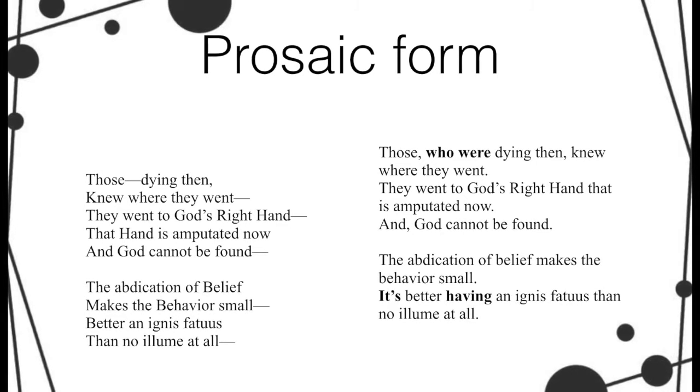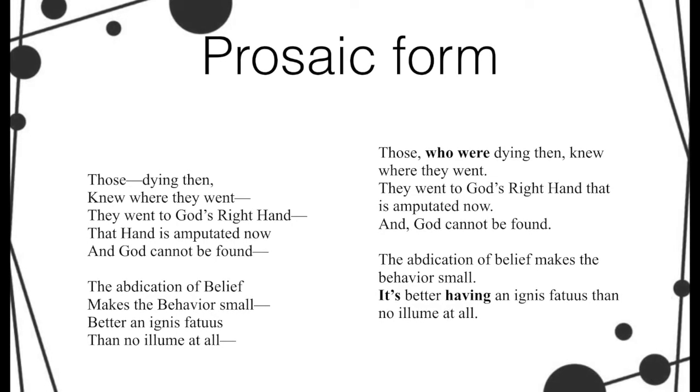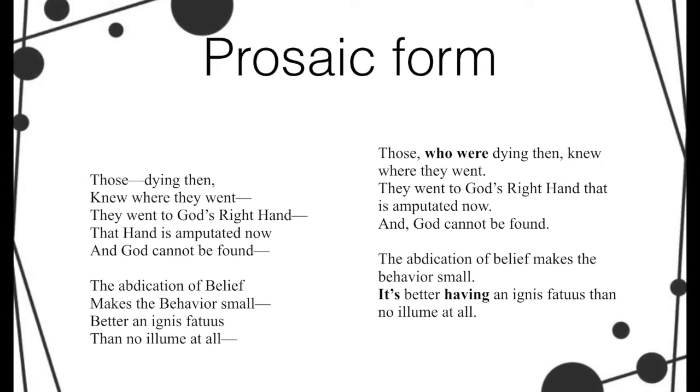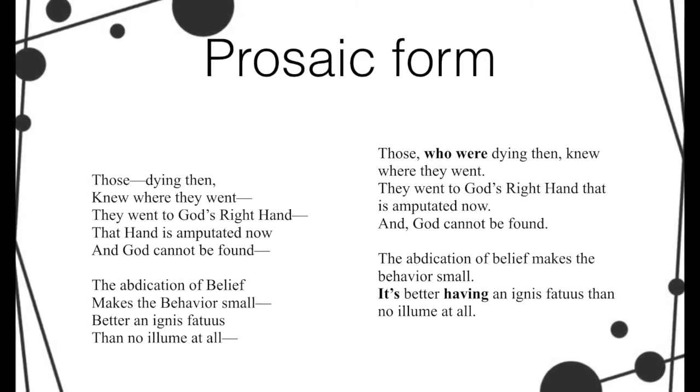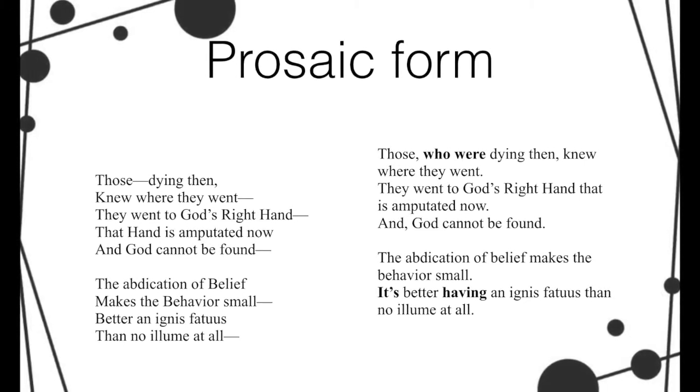So those who were dying then knew where they went. They went to God's right hand that is amputated now, and God cannot be found. The abdication of belief makes the behavior small. It's better having an ignis fatuus than no illum at all.